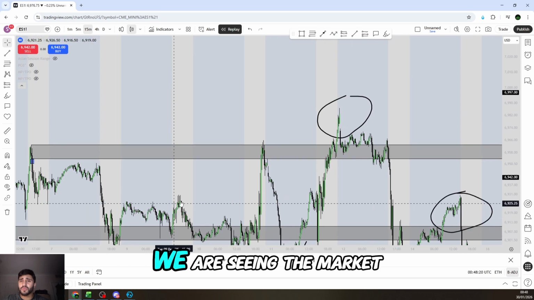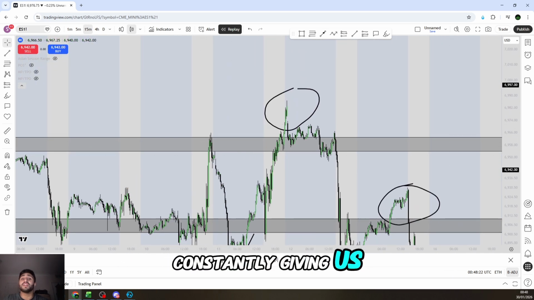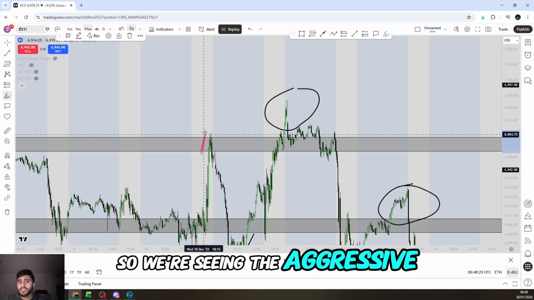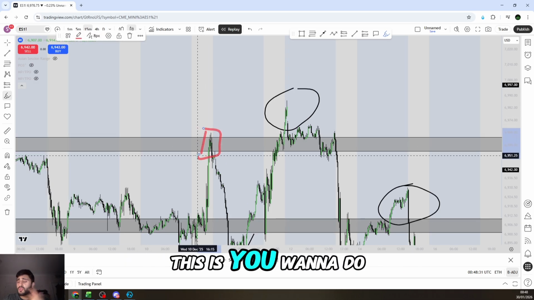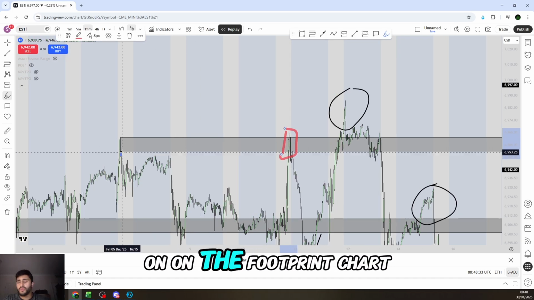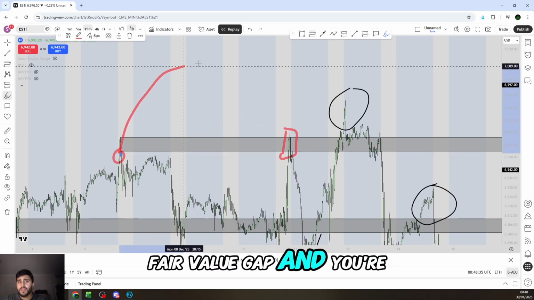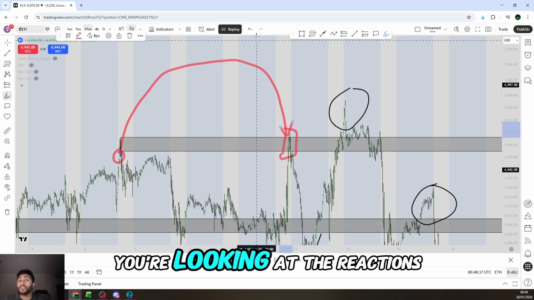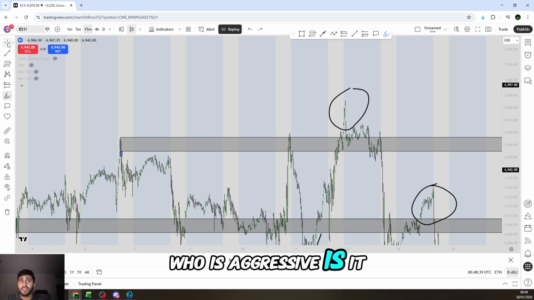What we're seeing is the market constantly giving us real evidence with the order flow of aggressive buyers failing. We're seeing the aggressive buyers failing over here. Again, you want to do this on the order flow, on the footprint chart. So you want to see a fair value gap and you're looking at the rejections. You're looking at the reactions. Who is aggressive? Is it the buyers?